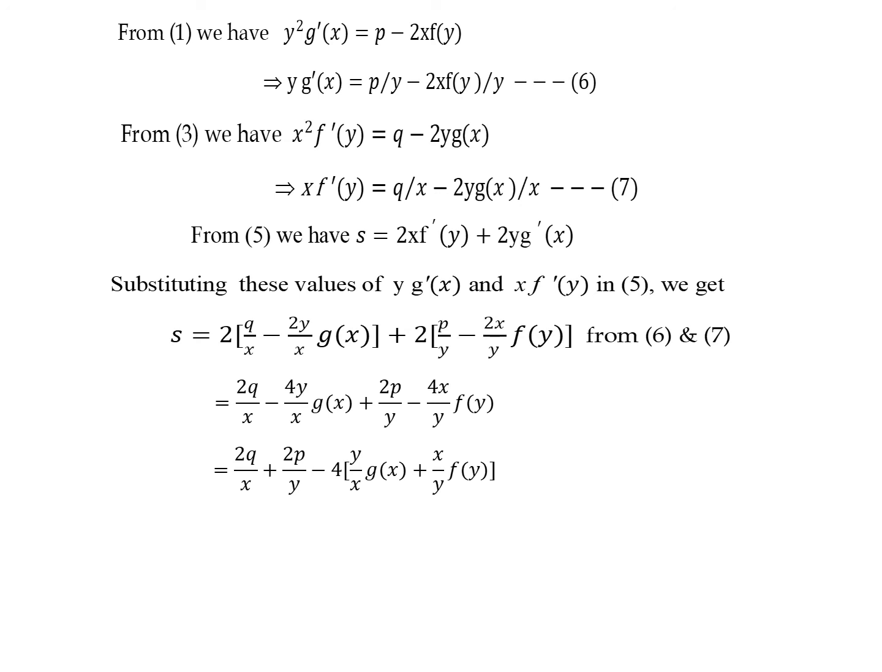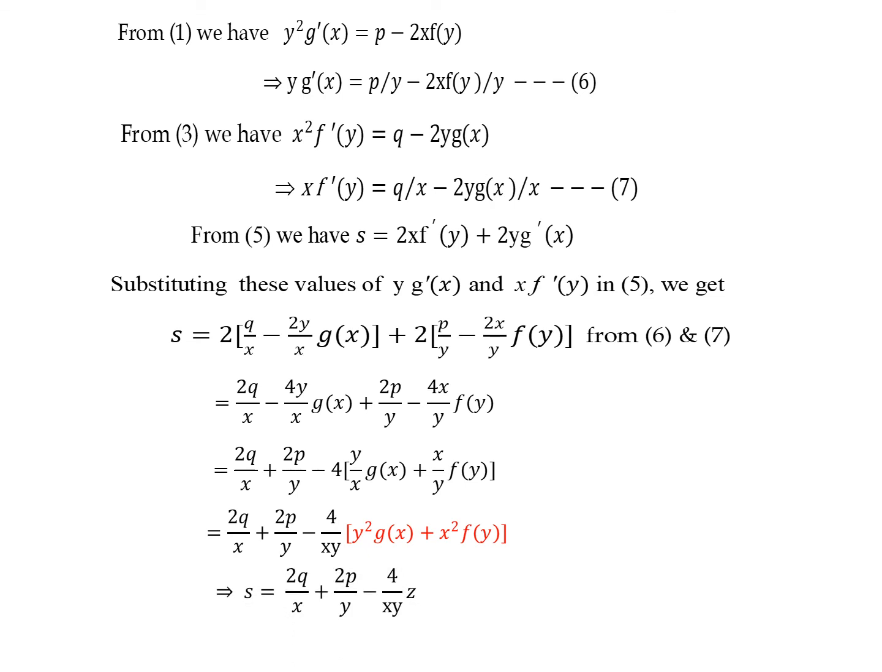When we do that, and do some more simplification, you can get these equations, which you can observe. Of course, taking the minus 4 term common between the second and the fourth one, and now taking the LCM in the last term. When you take the LCM in the last term, you can observe it is minus 4 by xy into y squared g of x plus x squared f of y, which I have highlighted in red. Can you observe what it is? If you look at the question, this is nothing but the value of z.